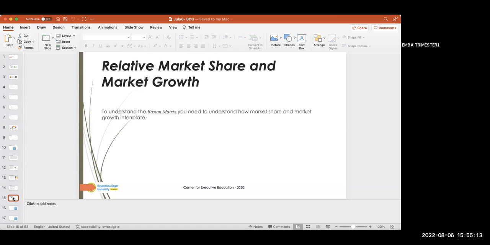It is the percentage that you have compared to the whole market, right? In the whole market, I'm having a 20% market or a 30% market share. So you have market share. We'll come to relative market share later on. Okay, now what is market growth?